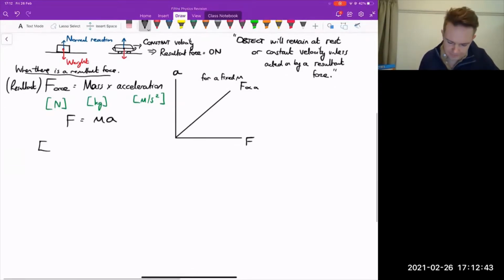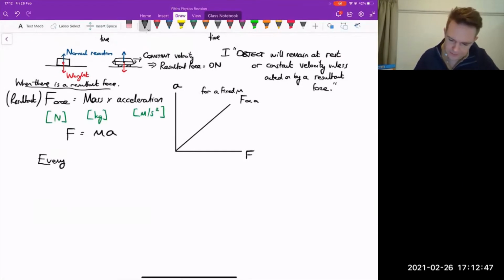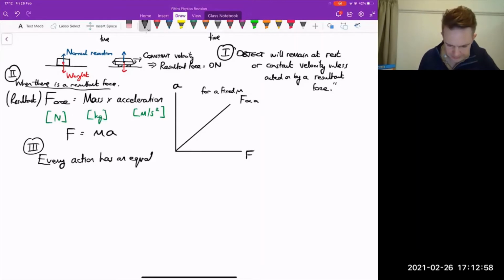The third law, I could number these, I suppose, 1, 2. You don't need to remember which order they're in really, but every action has an equal. Now, okay, I'm just going to write it. I don't like this way of writing it, but this is considered okay by everyone. Every action has an equal and opposite reaction.